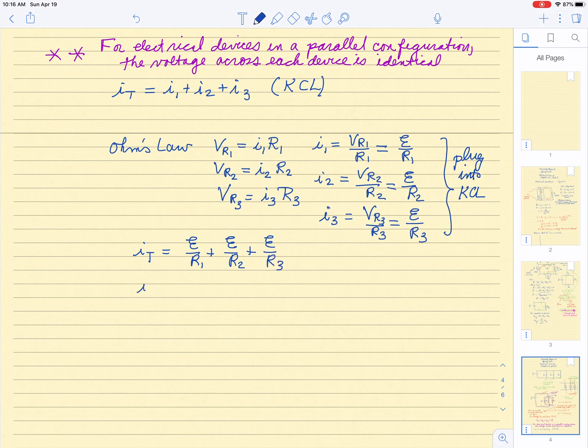We can factor out the E. That's going to be E times 1 over R1 plus 1 over R2 plus 1 over R3.